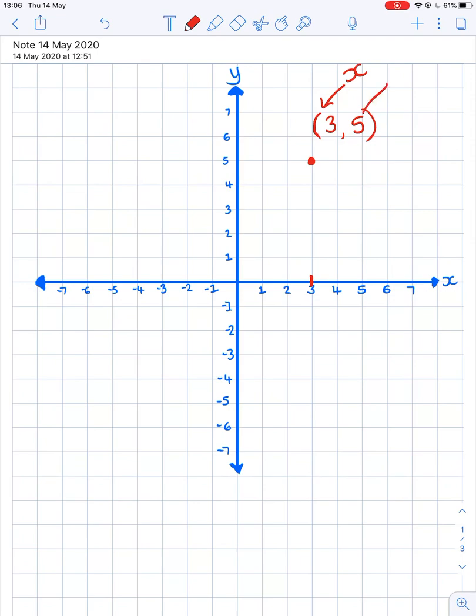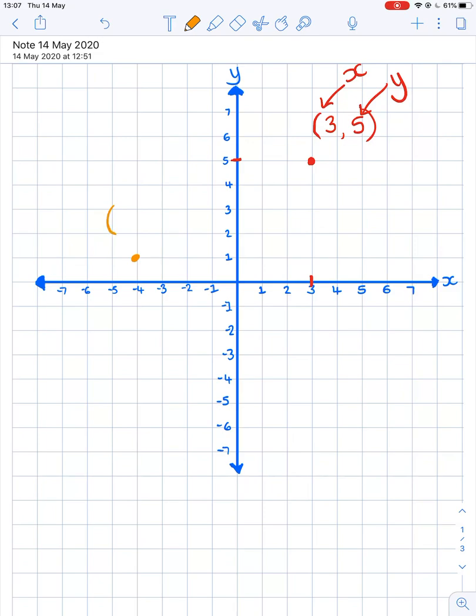Then the 5 we call the y value or the y coordinate, because that's where I have to be in terms of my y-axis. I need to be up 5 places. So that has an x value of 3 and a y value of 5. We could plot another one.